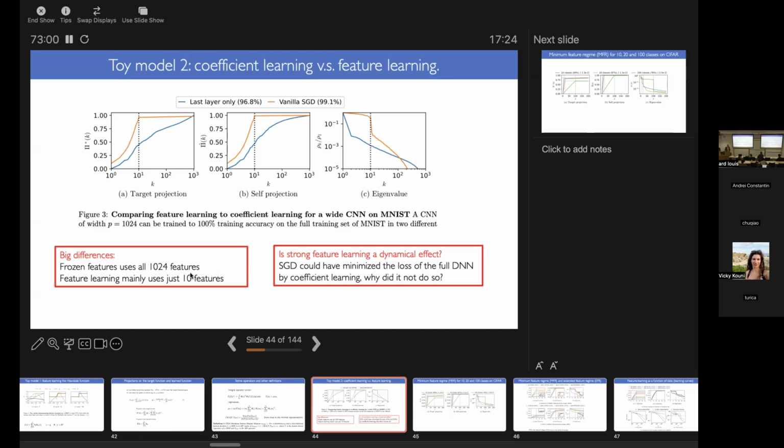Why does the neural network do this? Why does it behave so differently from how it could behave? Like, why does it not just freeze its inner layers and learn using something else? Why does it pick this minimal representation?